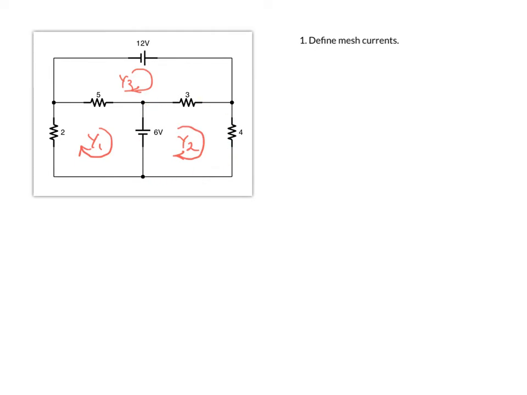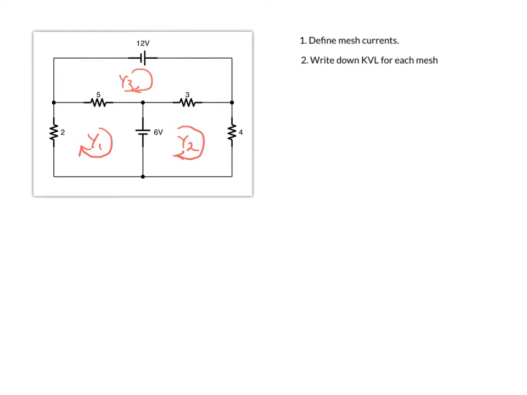And remember, the difference between a mesh and a loop is that these two meshes together, mesh 1 and 2, would form a loop, but because it contains two loops within it, it's not a mesh. A mesh doesn't contain any other loops within it. You can define the mesh currents in any direction you like. I've defined them all here in the clockwise direction, and it's easier if you make them all either clockwise or anti-clockwise. The next step is to write down Kirchhoff's voltage law for each mesh.